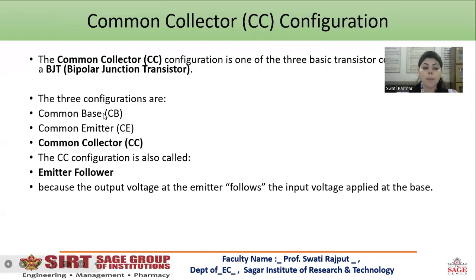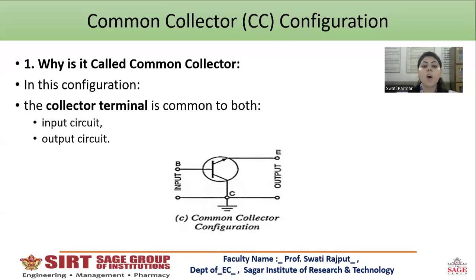What are they? Common base, common emitter, common collector. If you remember the 3 legs or the 3 terminals, you can write this. In all these, add common base, common emitter, common collector. You should also know these words: CB, CE, and CC. The CC configuration is also called emitter follower, because the output voltage of the emitter follows the input voltage. Now we will study all these 3 configurations in detail because it is also asked in examination.